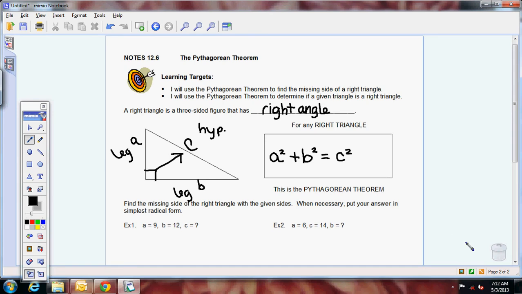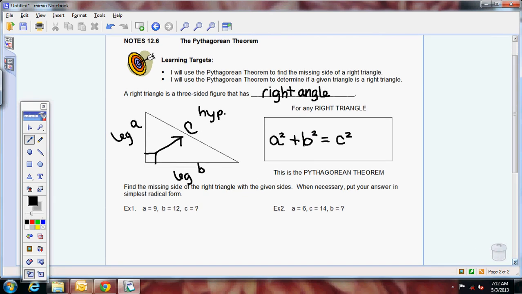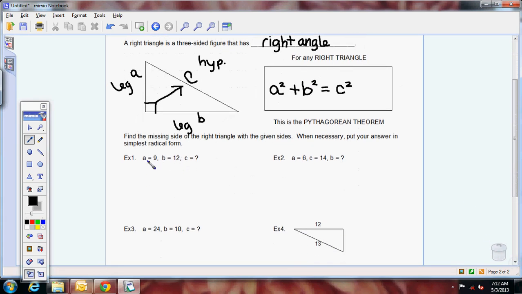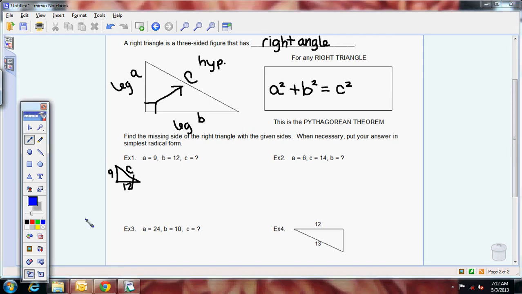So in these problems, they're telling us that A is 9, B is 12, and they want us to figure out what C is. If it helps you, you can draw a little right triangle. So this would be 9, this would be 12, and they want you to find this side. We're going to do that by using the Pythagorean Theorem and plugging in our numbers.